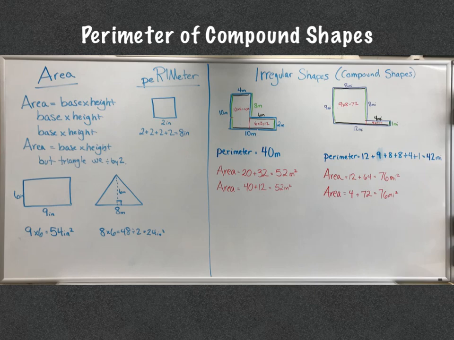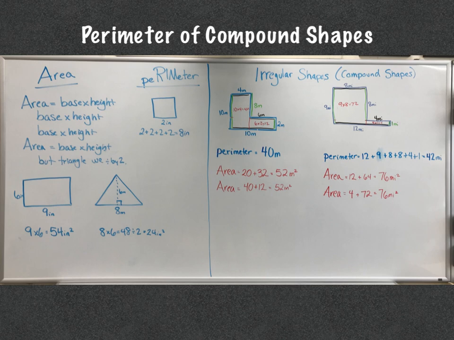Okay, today we're going to talk about perimeter of compound shapes. So a compound shape is a shape that basically combines two or more shapes to make its unique shape. Sometimes they're called irregular shapes. We can call them either one. It does not matter. They are interchangeable.